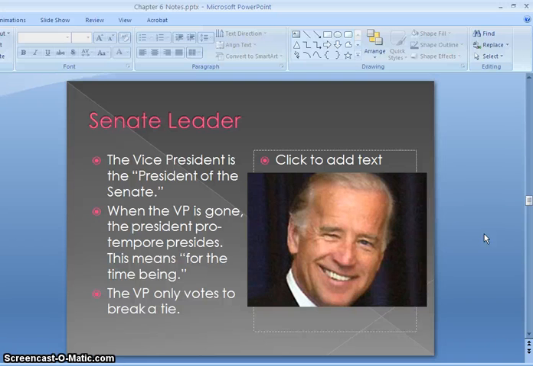Now, the Senate leader is the vice president. The vice president's really only job as the Senate leader is to break tying votes. This doesn't happen that often, but when it does, it's usually on important stuff.